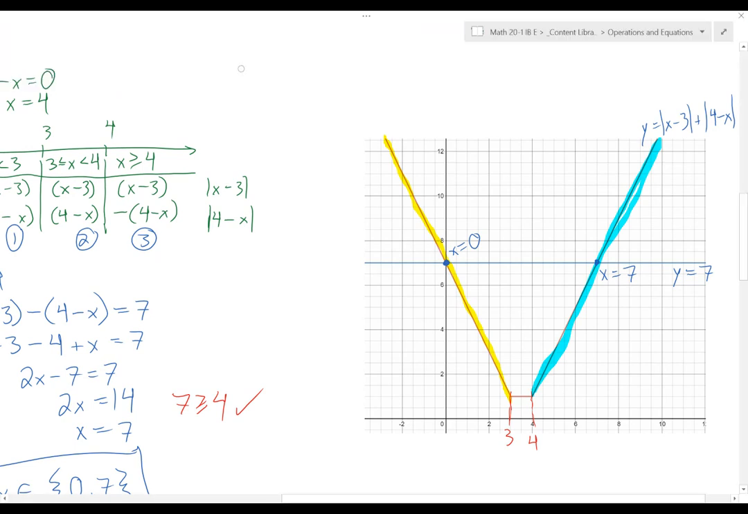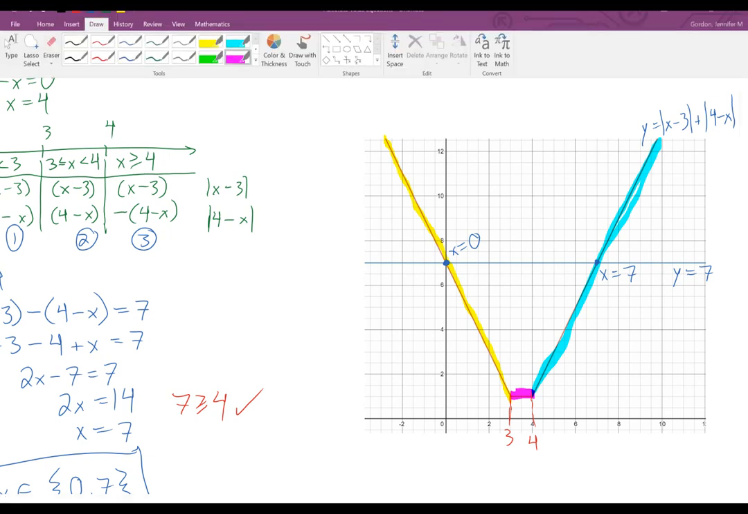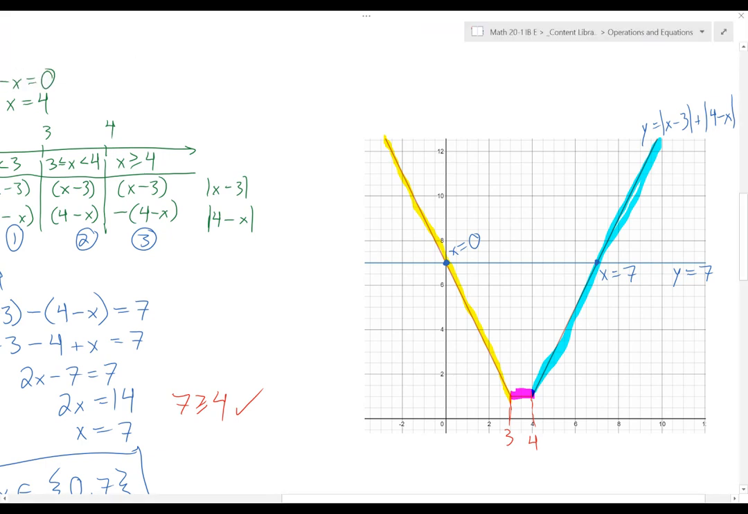But it also helps me make sense of why I didn't find an answer in between them. Because in between them, I have a line that is parallel to y equals 7. And parallel lines never meet, so I did not find an intersection of those two.